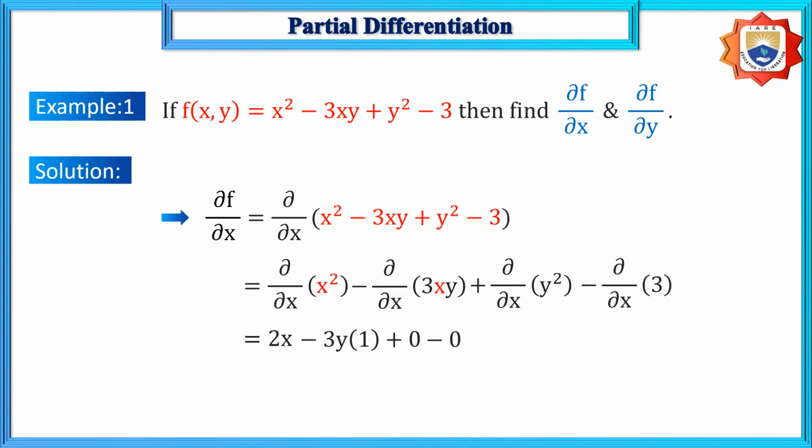Therefore, the first term x², its derivative is 2x. Minus 3 is a constant, y is also constant, so you take 3y out as common, and ∂/∂x of x is equal to 1. And the third term, ∂/∂x of y²: y² is not x, so that is 0 only, because with respect to x, y is treated as a constant. Minus ∂/∂x of 3: that 3 is also only a constant. Therefore, finally the conclusion is ∂f/∂x = 2x − 3y.